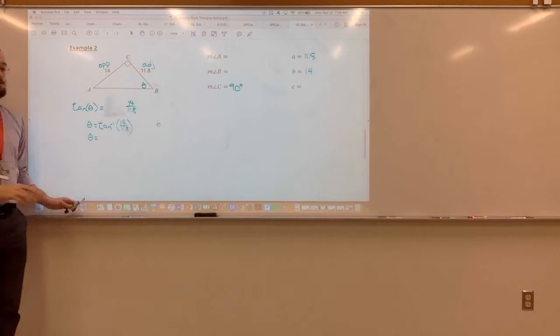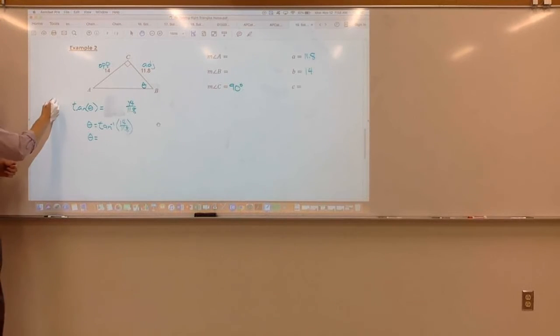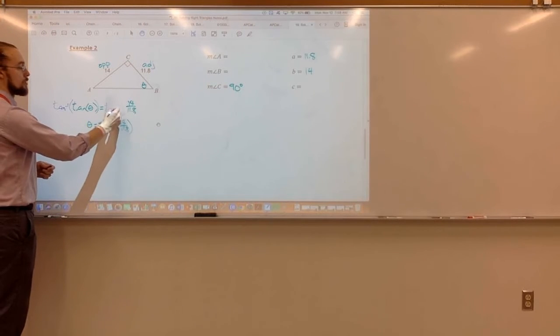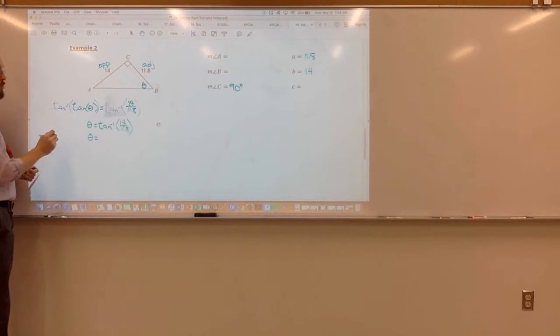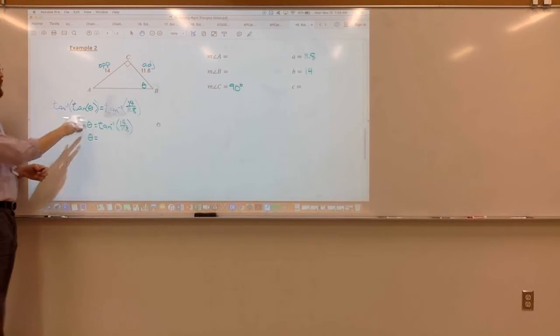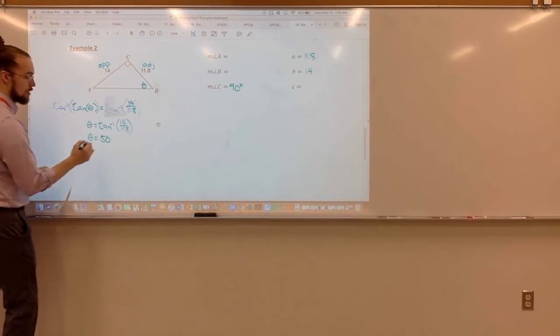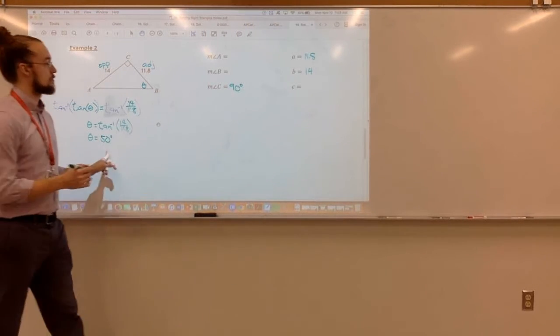To get theta by itself, we have to undo tangent. To do that, we take the inverse tangent of both sides of the equation. When we do that, inverse tangent of tangent cancels out, and I'm just left with theta over here. Then on this side, I get inverse tangent of 14 over 11.8. That's what we can put into the calculator to get that angle. So what did we get for that? 50 exactly. Sweet.